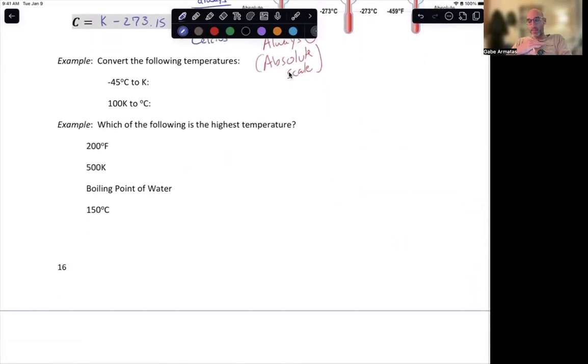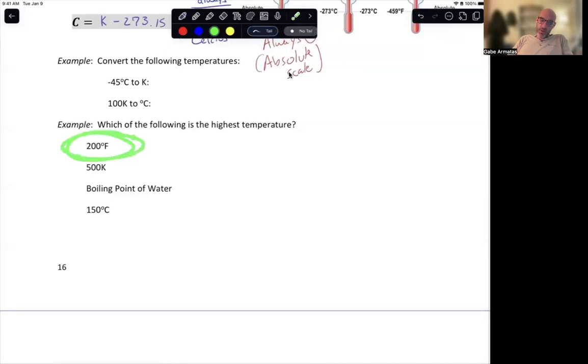Which of the following temperatures is the highest? You'll notice that Fahrenheit is there, but we need to think about that relatively. So I'm going to let you do those two conversions, and we're going to talk about the highest temperature right now.